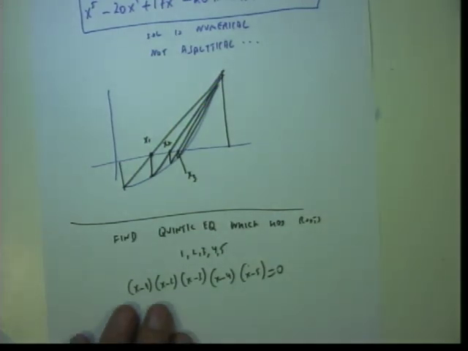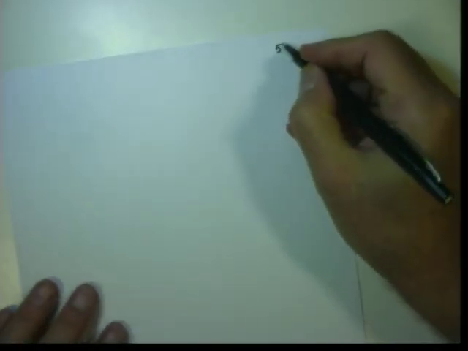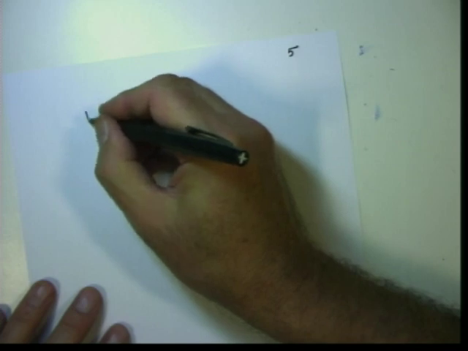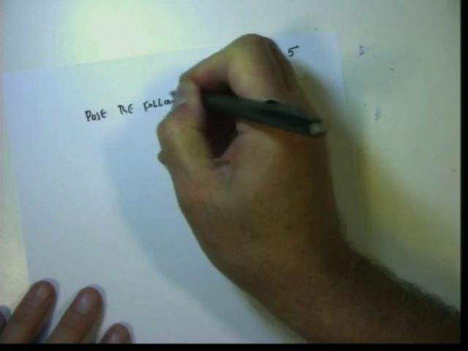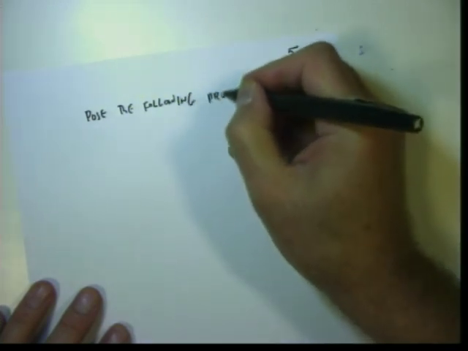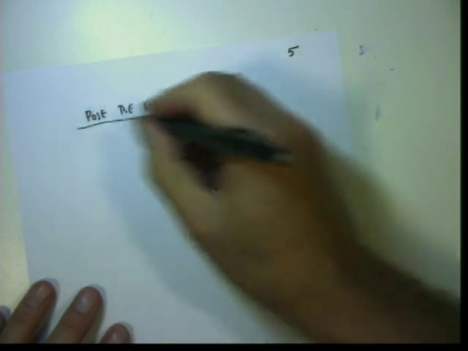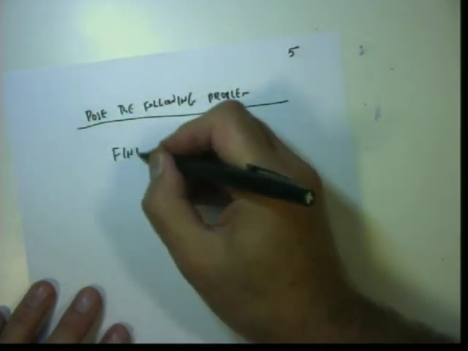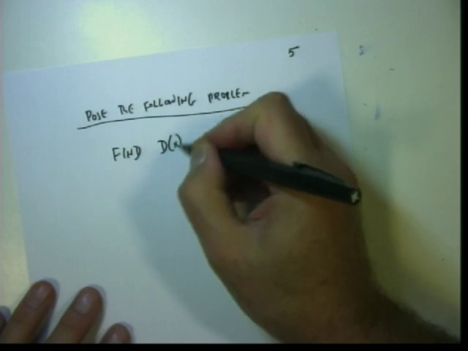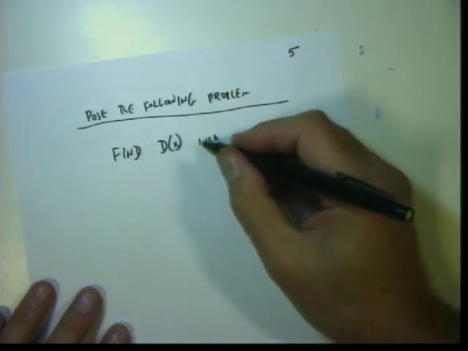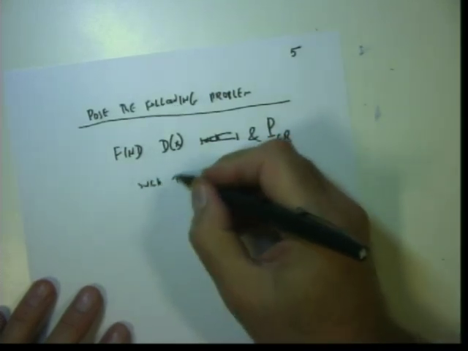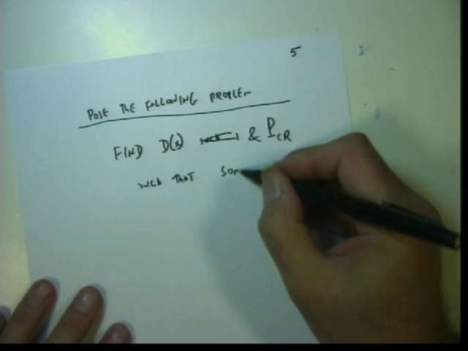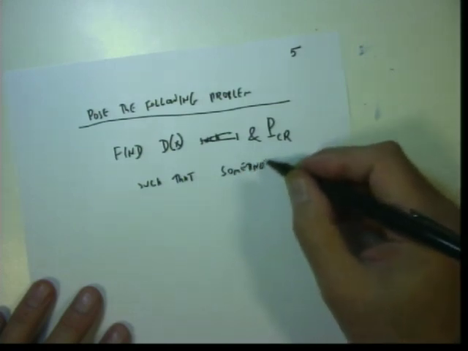So we will use this method also for this buckling problem. So we will pose the following problem. Find d of x and p critical such that something of a solution is known.